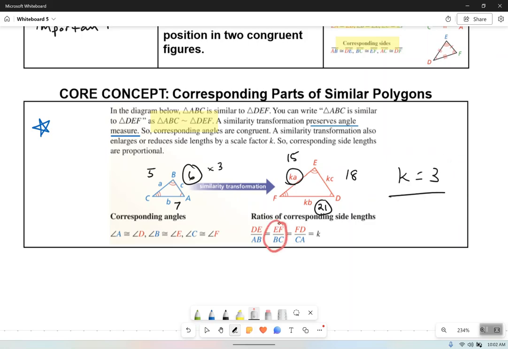They talk about EF over what right here? EF is right here, which we called what value? 15 over BC, which is 5. What's 15 divided by 5 make? 3. Okay. How about this distance down here, 21? What's 21 divided by 7? 3. Basically, we took all sides in the smaller triangle, multiplied it by what? To get the distances in the larger triangle.